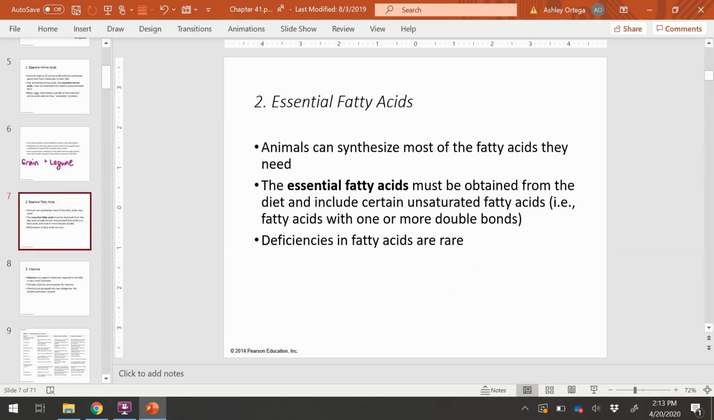So here are essential fatty acids. Most of the fatty acids we need can be synthesized. The essential ones must be obtained from the diet and are unsaturated fatty acids with 1 or more double bonds in their fatty acid tail. Overall, though, deficiencies in fatty acids are very rare, and usually in your typical diet, you will get the essential fatty acids that you need.